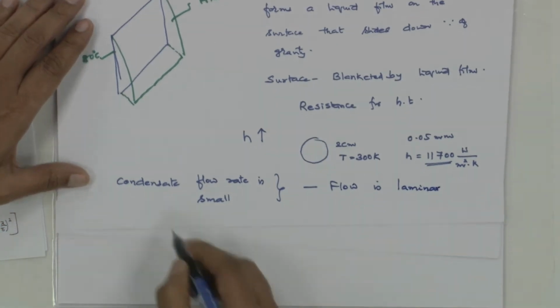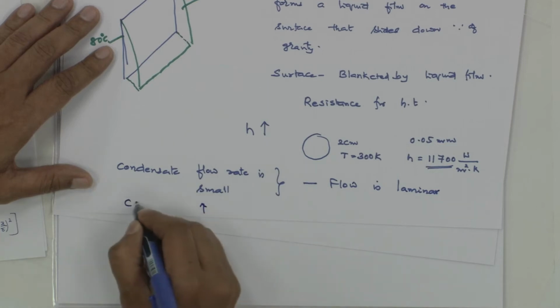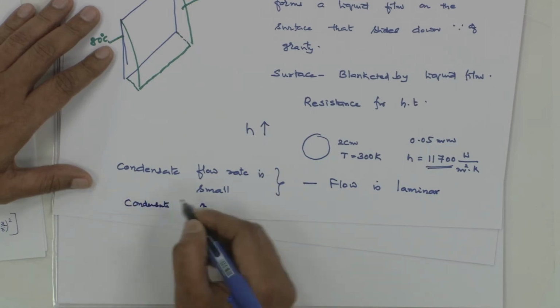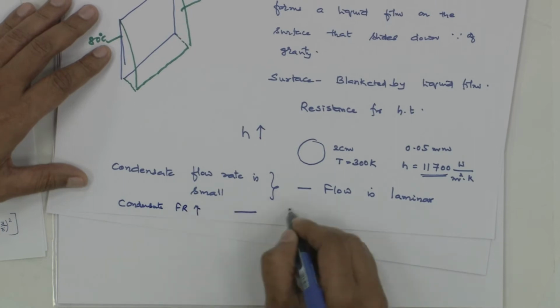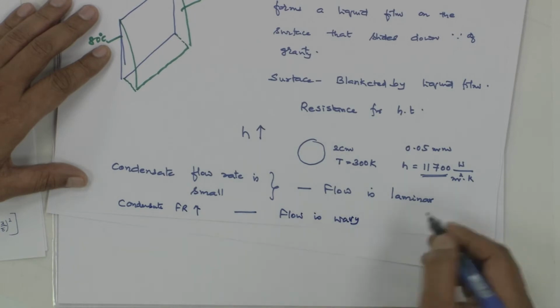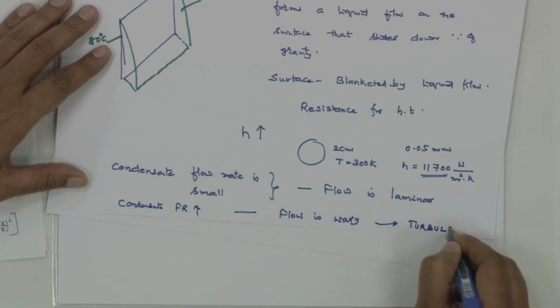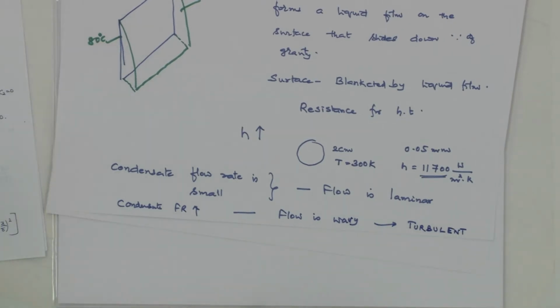But if it is high, if this condensate flow rate increases, then the flow would turn into wavy, and if it is still higher, it would transit into turbulent film. So you can have laminar film flow, as a laminar or wavy or turbulent, and naturally for each case the heat transfer coefficient is going to be different.